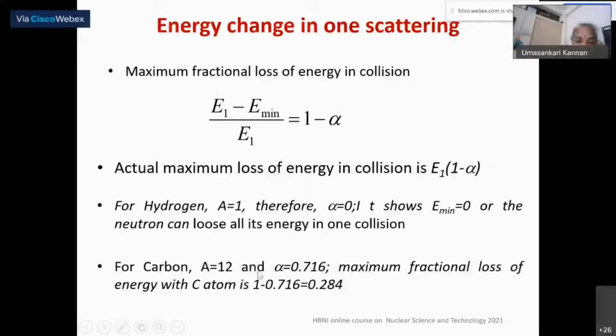For carbon, A is equal to 12. Alpha comes out to be 0.716. The maximum fractional loss of neutron energy with a carbon atom would be 1 minus 0.716, which is around 0.284. It's a fraction of loss.